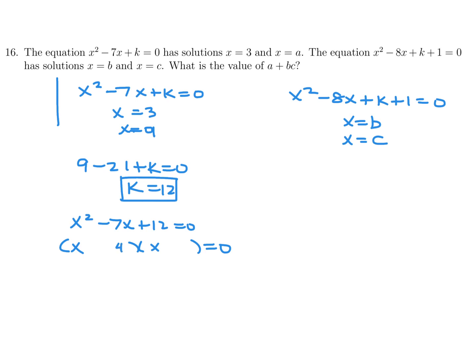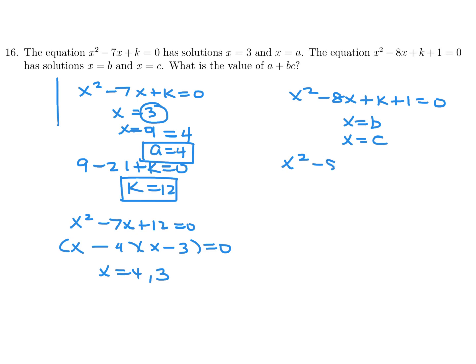So we got 4, 3, negative, negative. So x is 4 and x is 3. So the 3 they gave us, and I guess that a is 4. So a is equal to 4. Okay. And I guess we're doing the same thing over here.